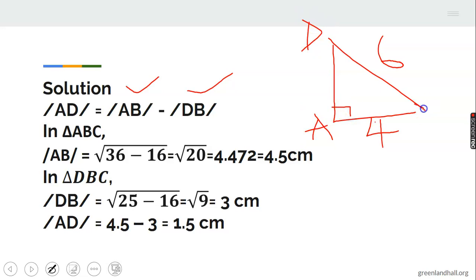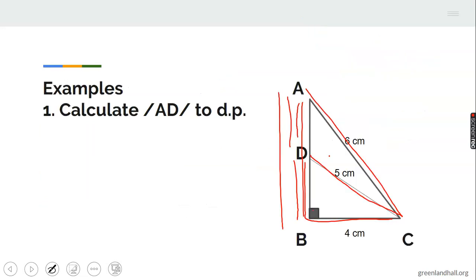To get this one, we use Pythagoras Theorem: the square of 6, the hypotenuse, minus the square of 4, which will give me 16. Then it will be 20. Then the square root of 20 will be 4.472. So it's approximately 4.5 cm. That's B. Yes, that's AB.